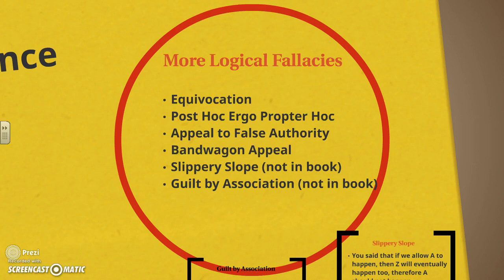There are actually only 10 logical fallacies, yes, 7 plus 11 logical fallacies in the textbook, and then there are 2 that are not. But these 2 that are not in the textbook do show up quite often, and I have slides on each of them to explain it to you so that you understand.